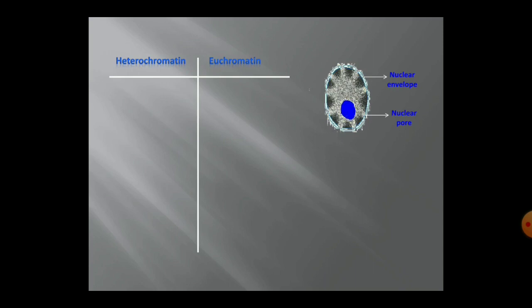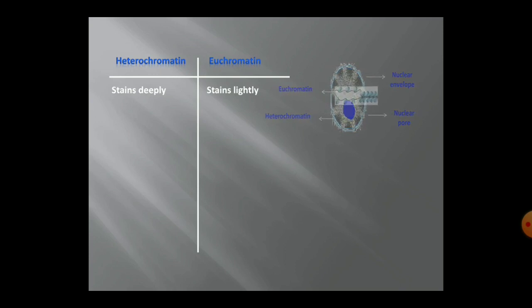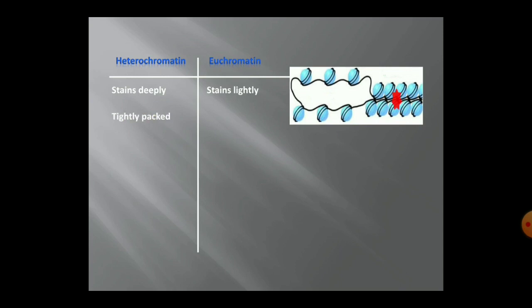In some regions of the nucleus, the DNA is tightly packed. In some regions it is loosely packed. Based on this, two types of chromatin fibers are identified: one is heterochromatin, another is euchromatin. Look at the diagram. There are two stains. One is lightly stained, the white colored one. The other is darkly stained. The darkly stained one is called heterochromatin. The lightly stained, loosely packed one is called euchromatin.